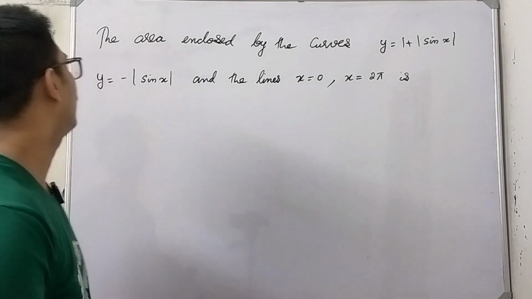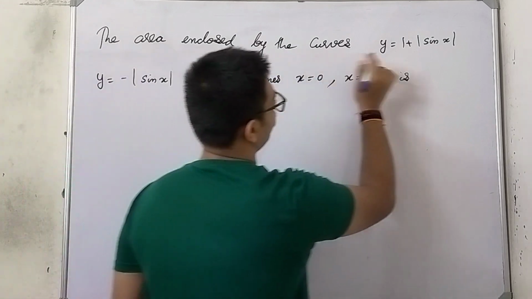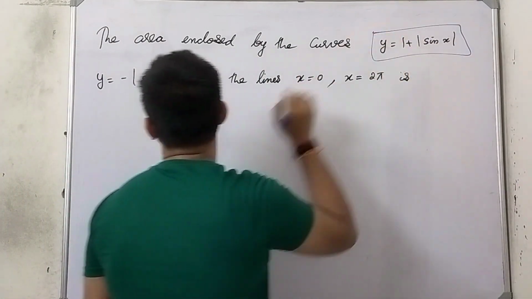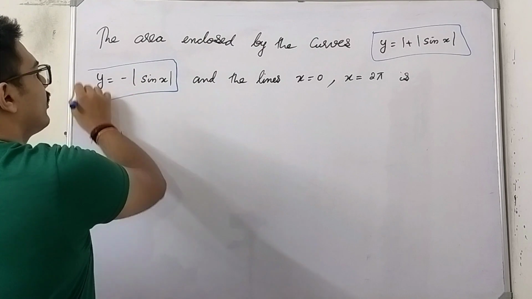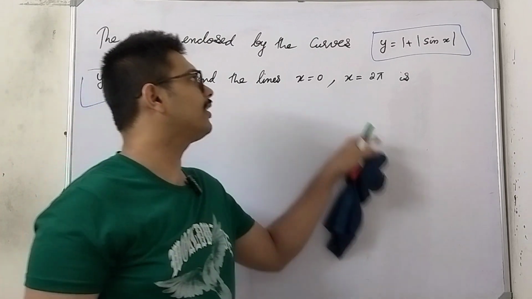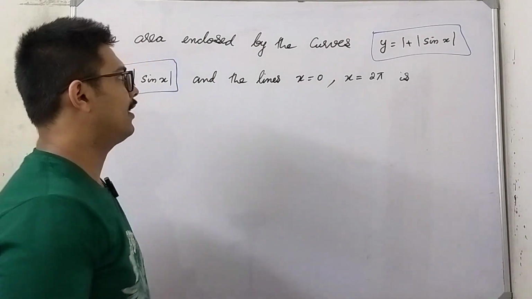Let us solve this question. The area enclosed by the curves y equal to 1 plus mod sin x and y equal to minus mod sin x, and the lines x equal to 0 and x equal to 2 pi. Let us draw the graph.